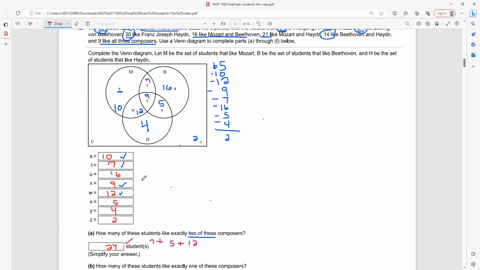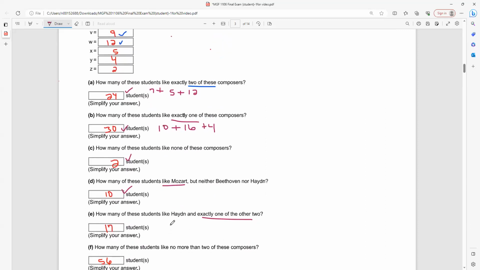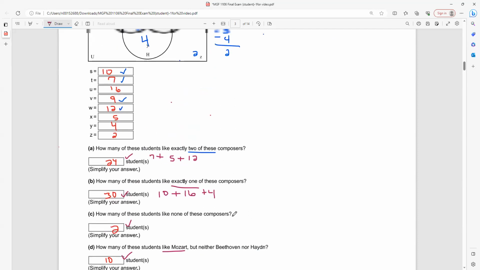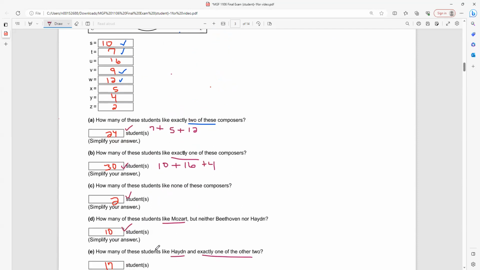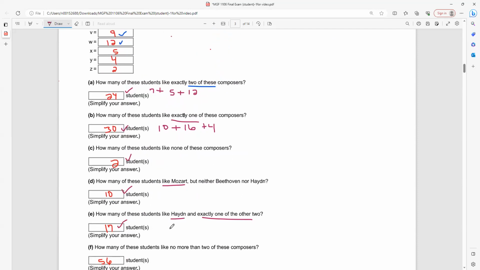All right, so students that liked Hayden and exactly one of the other two. So that would be the values that are shared with Hayden and either Mozart or Beethoven. So 12 plus 5, that'll give us 17.